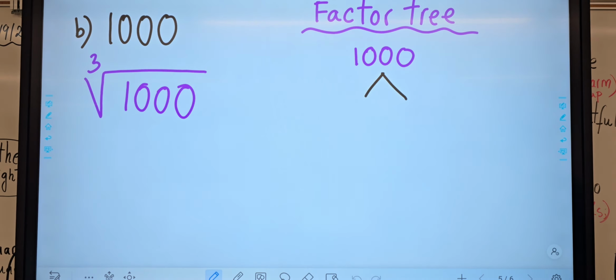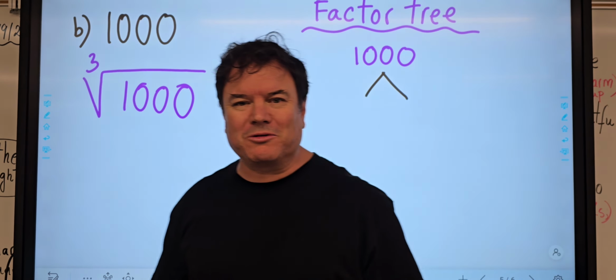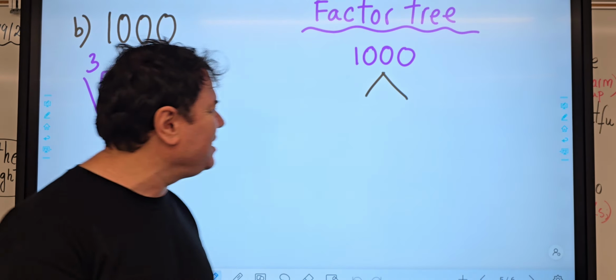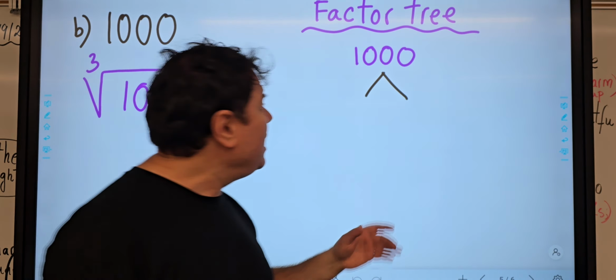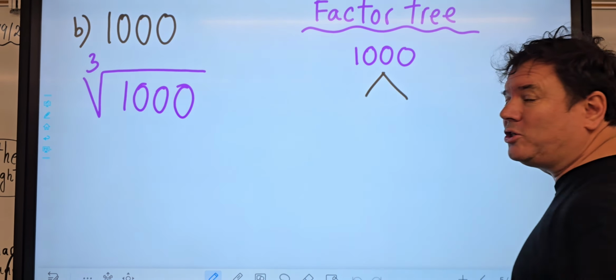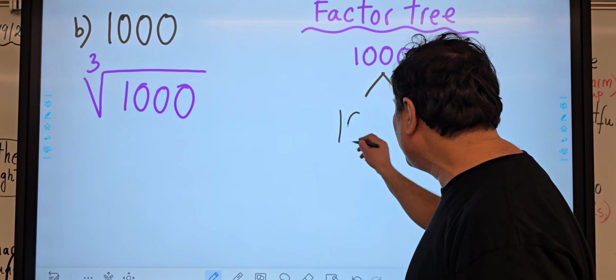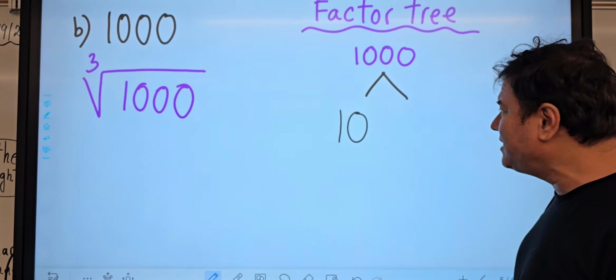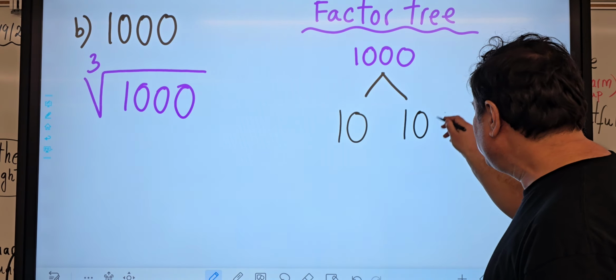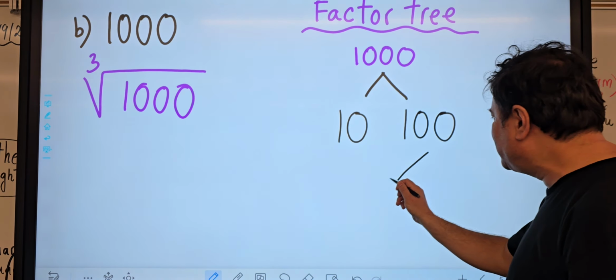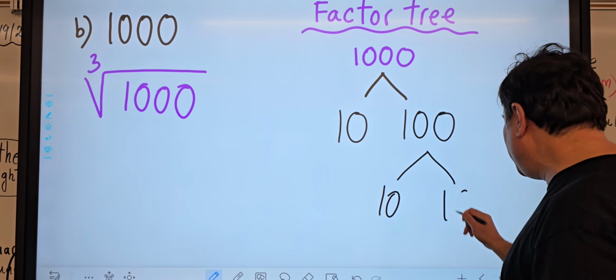Let's continue with another example here: the cube root of 1,000. It's kind of easy, and many of you can get the answer really fast. But again, let's use a factor tree. We know that 1,000 divides by 10, and that becomes 100. And now we know that 100 is 10 times 10.